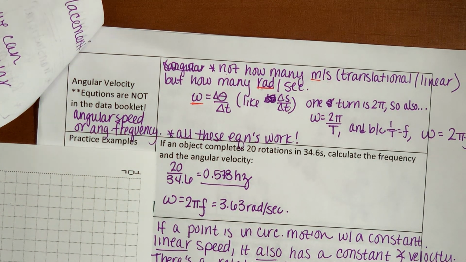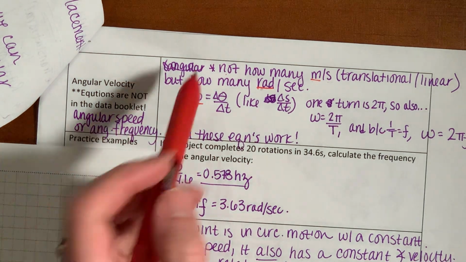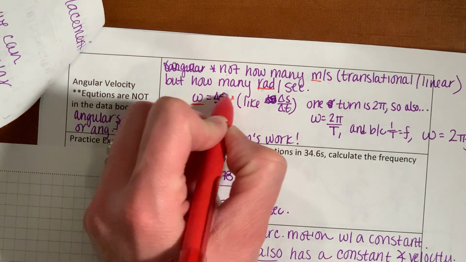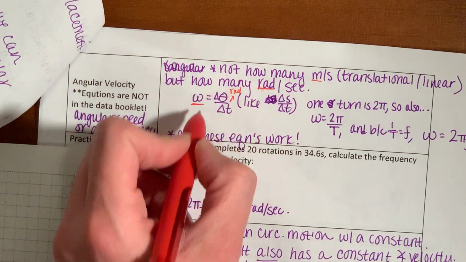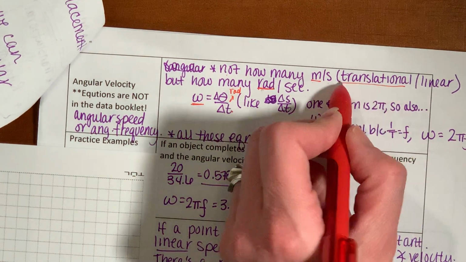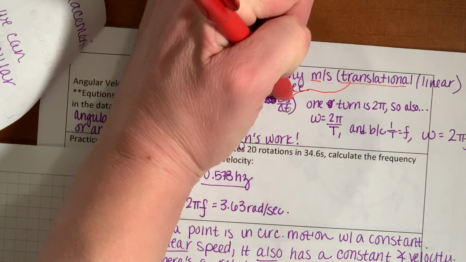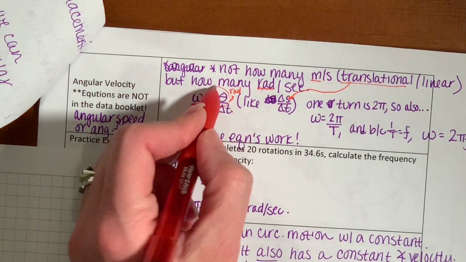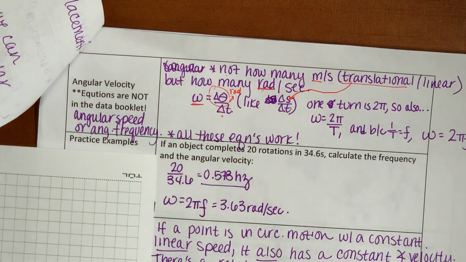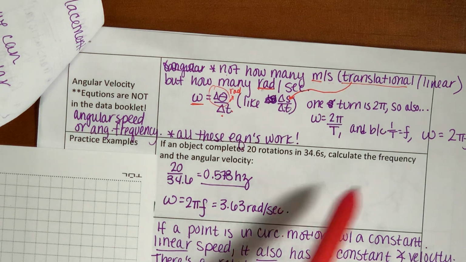It's the lowercase omega, and that is given by delta theta in radians, divided by the amount of time. Just like with translational or linear motion, where we have displacement divided by time, this angle here is angular displacement. So it's displacement divided by time. It's not any different. It just so happens to be moving in a circle and we're measuring in radians. That's the only thing different about it.